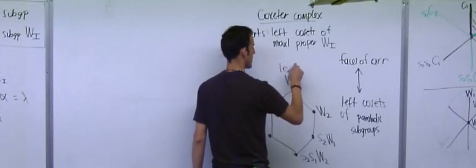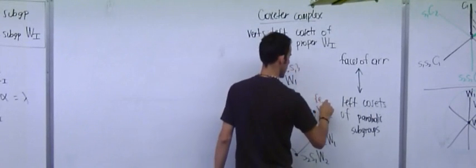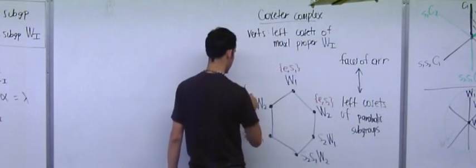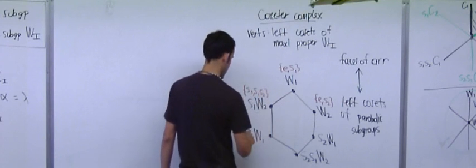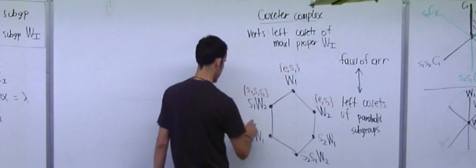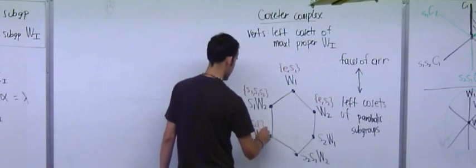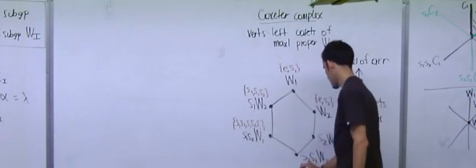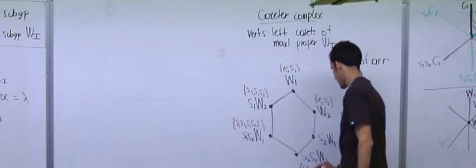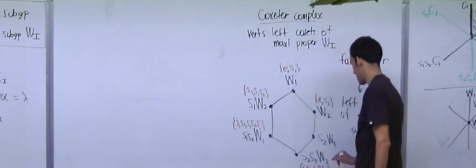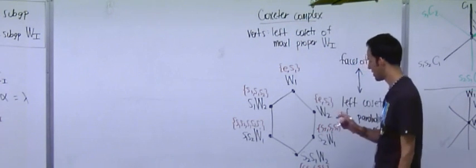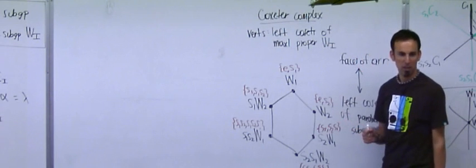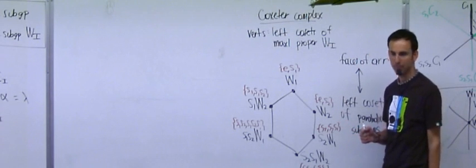So W1 is consisting of the identity and S1. This is the identity and S2. This is S1 times this, so it's S1 and S1 S2. This is S1 S2 and S1 S2 S1. This one is S2 S1 and S2 S1 S2. And this one is S2 and S2 S1. So do you see now when I connect them and when I don't connect them? Just by looking at those brown sets.